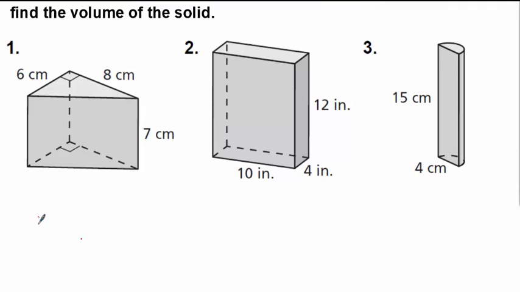For our first solid, we're going to have the area of a triangle, which is 1/2 base times height of the triangle times the height of the shape. So that's going to end up being 24 times 7, which is 168.